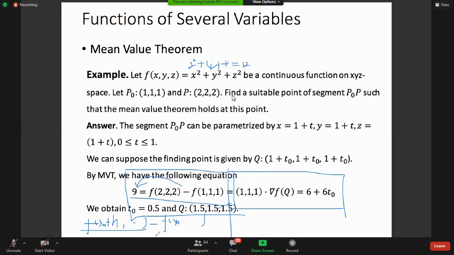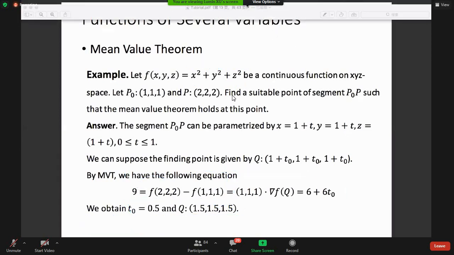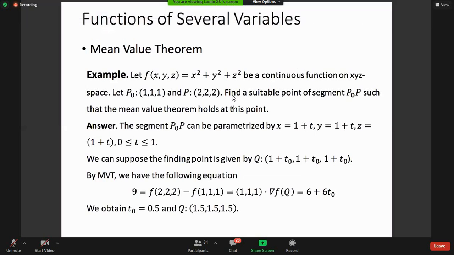And f(1,1,1), this part should be (1,1,1), right? So it should be 1 plus 1 plus 1. Should be 3, right? So 12 minus 3 should be 9. Good.